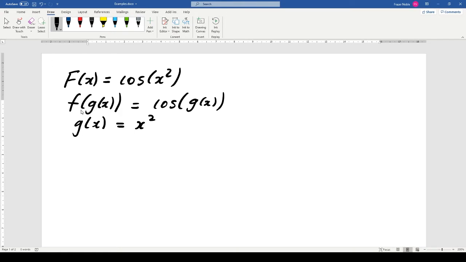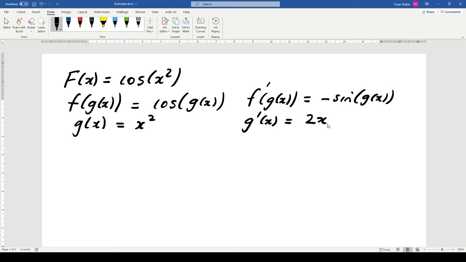So the derivative of f with respect to g of x is f dash g of x, and that would be equal to minus sine g of x. And the derivative of g with respect to x, g dash x, is equal to 2x.